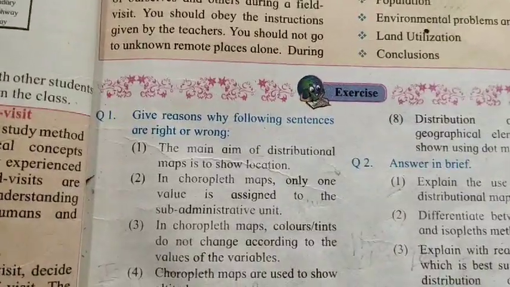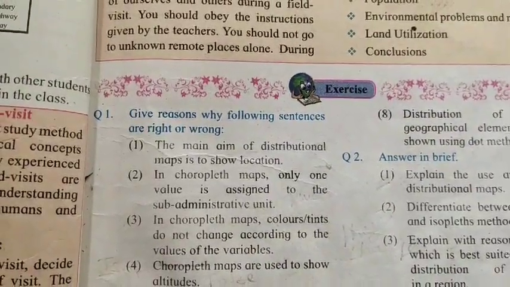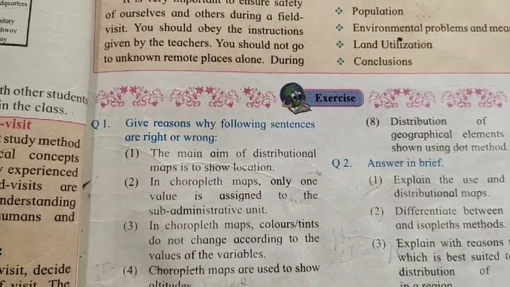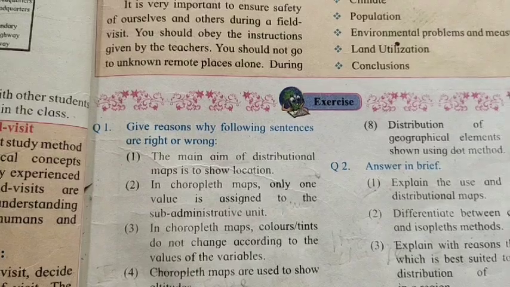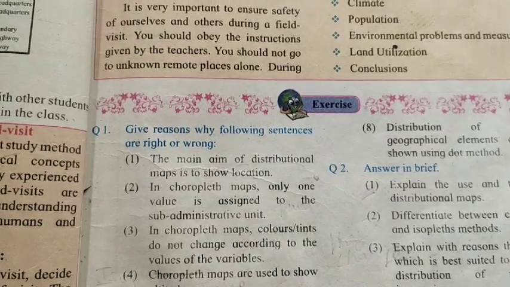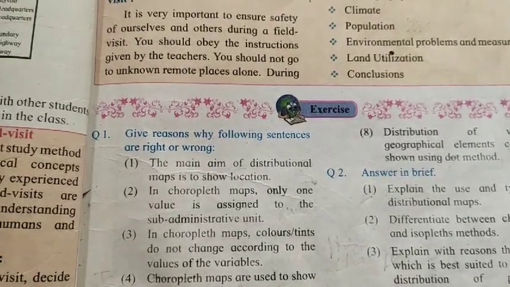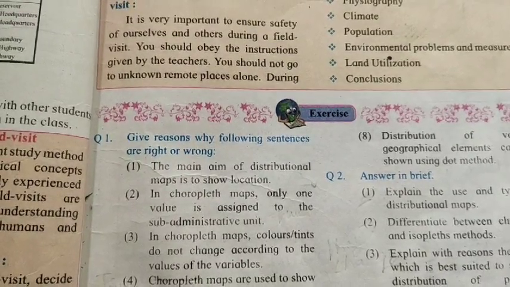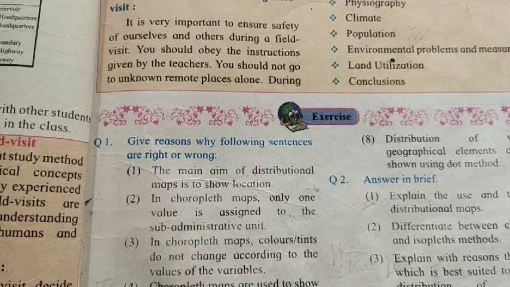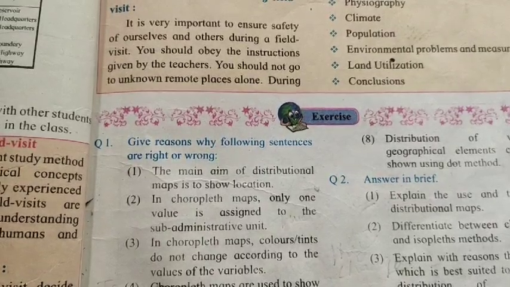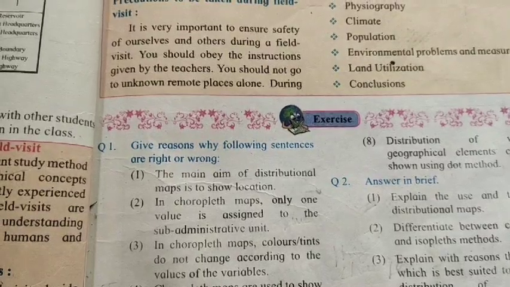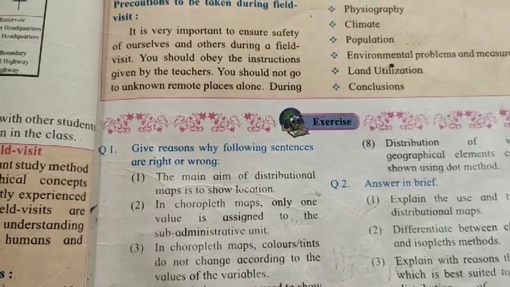So let's begin. The first question in the textbook here is question number 1. Give reasons why the following sentences are right or wrong. That means we are supposed to write down the reasons whether the given sentence is right or wrong. The first one. The main aim of distributional maps is to show location. So the answer is wrong. The main aim of distributional maps is to show the distribution of variables.